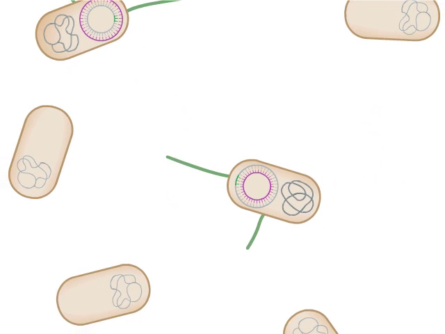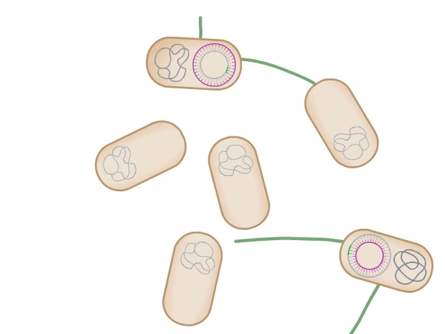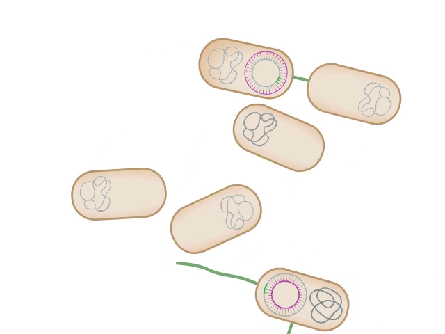Consider that if the plasmid carries a gene for antibiotic resistance, the resistance trait can quickly spread through a bacterial population.